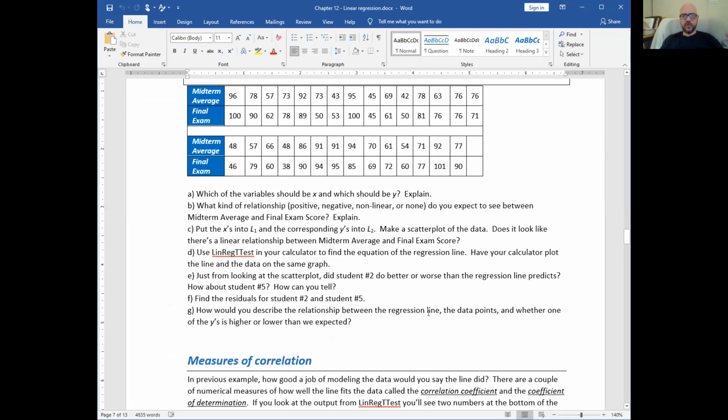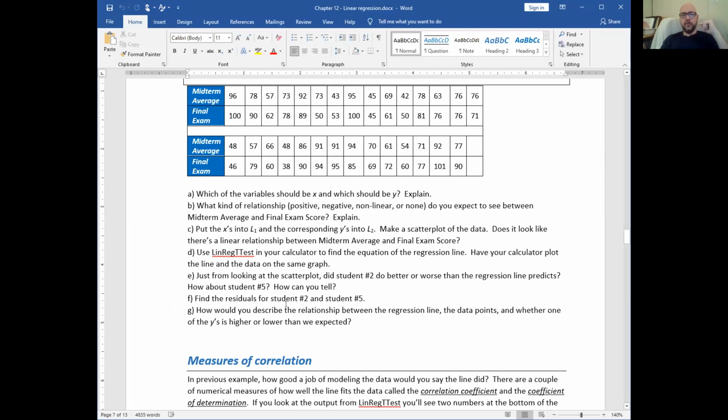How do we describe the relationship between the regression line, data points, and whether one of the y's is higher or lower than we expected? That's what we were talking about. If the data point is above the line, the y value is higher than we expected. The response variable came out bigger than we thought it would. If the point's below the line, then the response variable came out lower than we thought it would for that point.